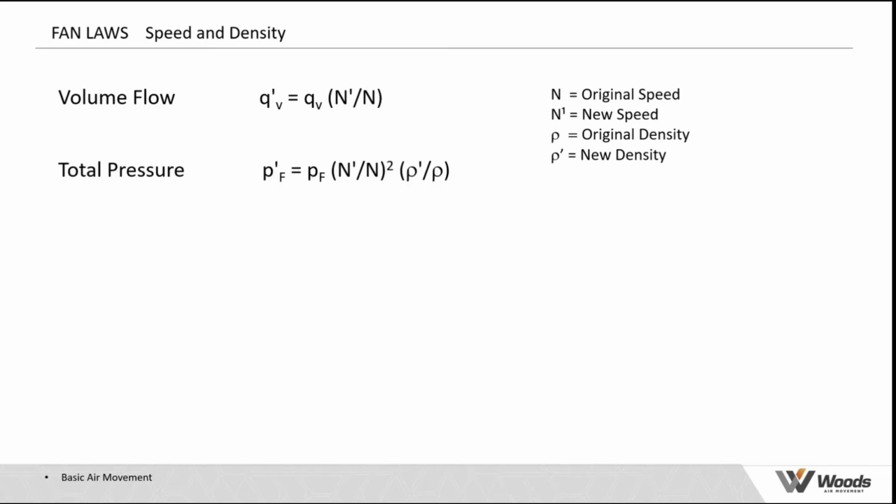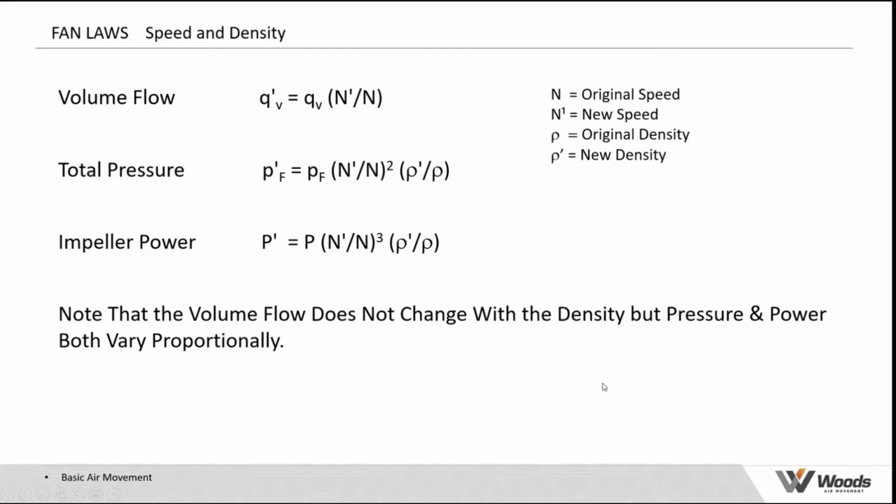So the fan laws, and this is how it's affected by speed and density. If we change the speed of a fan, we directly proportionally get a change in the volume flow. The pressure changes by the ratio of the speed squared and directly with density. And the power, because remember that power is volume times total pressure, changes with speed cubed, but again, directly proportional with density. So the volume flow doesn't change with density, but pressure and power vary.